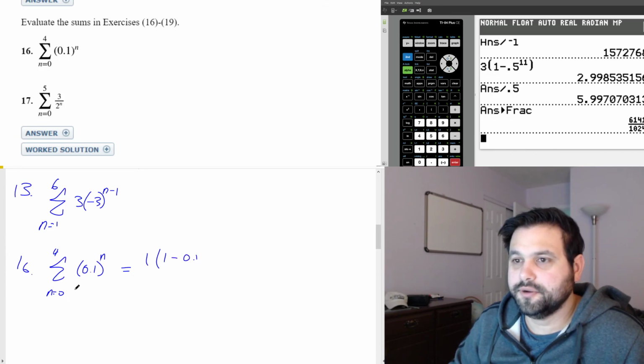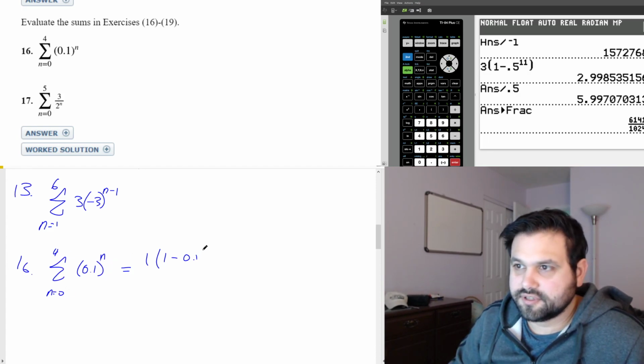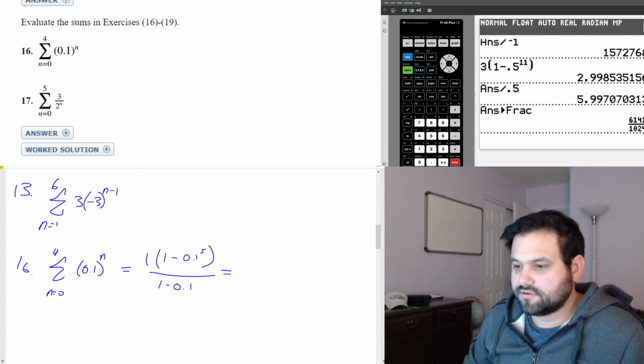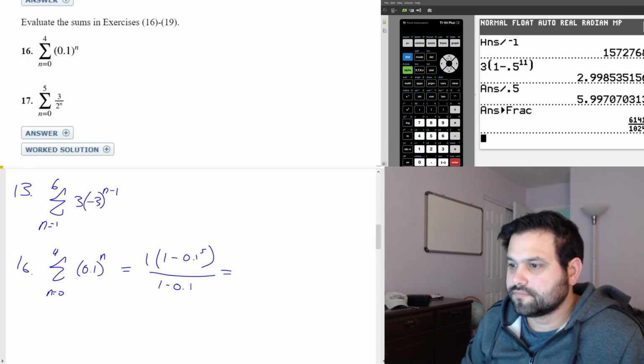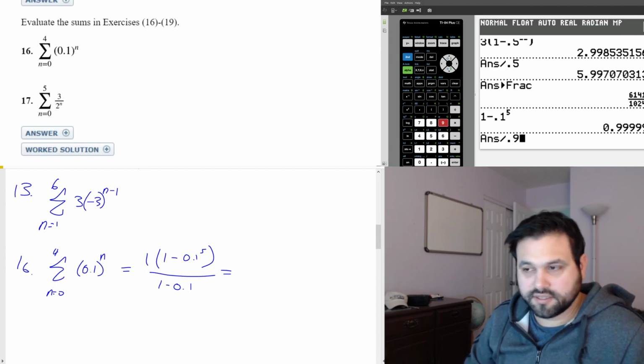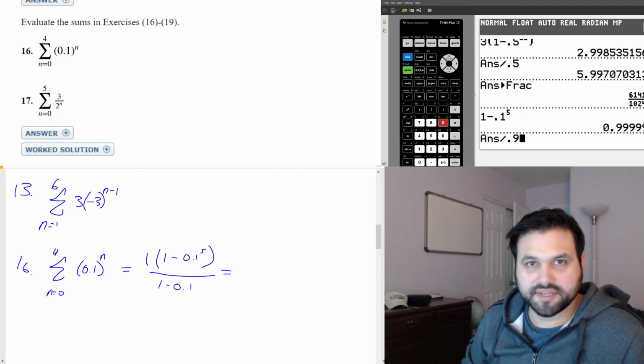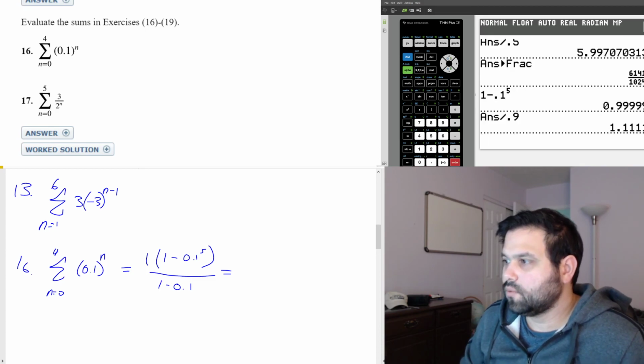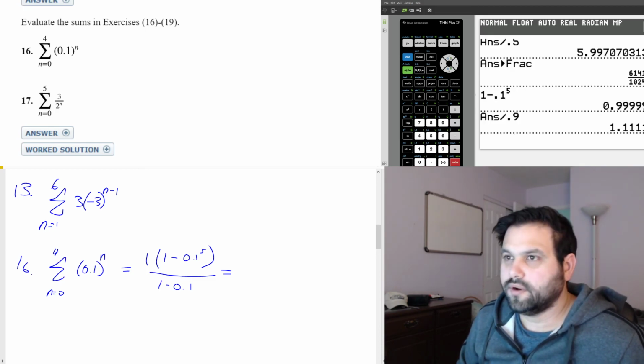How many terms are we doing? This is starting at 0, so this is the one where you have to add an additional one. So this is to 5, over 1 minus 0.1. Just evaluate this: 1 minus 0.1 to the 5, and then divided by 0.9, right? 1 minus 0.1 is 0.9. I'm just doing that step in my head. And we get 1.1111.